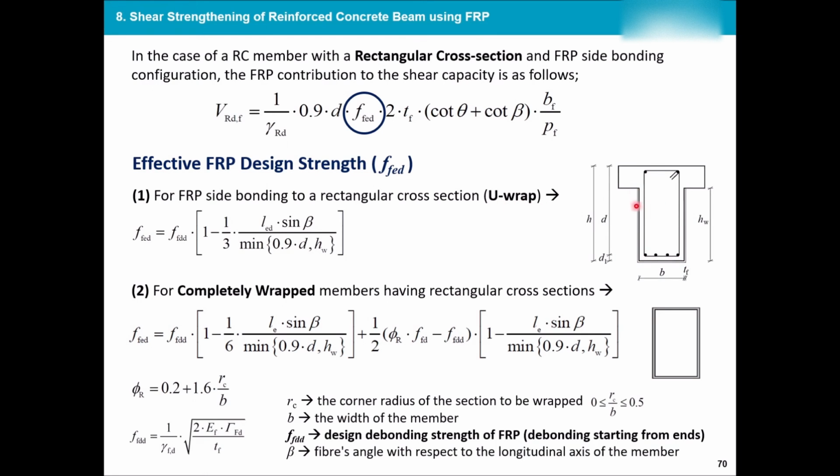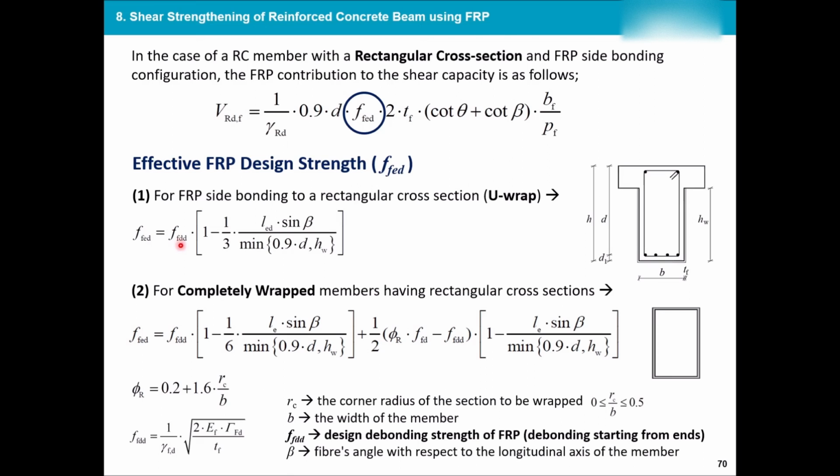So depending on whether you're applying it as a U-wrap or along the entire length, like this, completely wrapping, the FFED has a different formulation. But what is interesting here is that in this FFED, not only do the height and width properties and the angle play an effect, the FFDD that we had from before comes into play as well. What was this? The design bonding strength of FRP, the bonding starting from the ends.